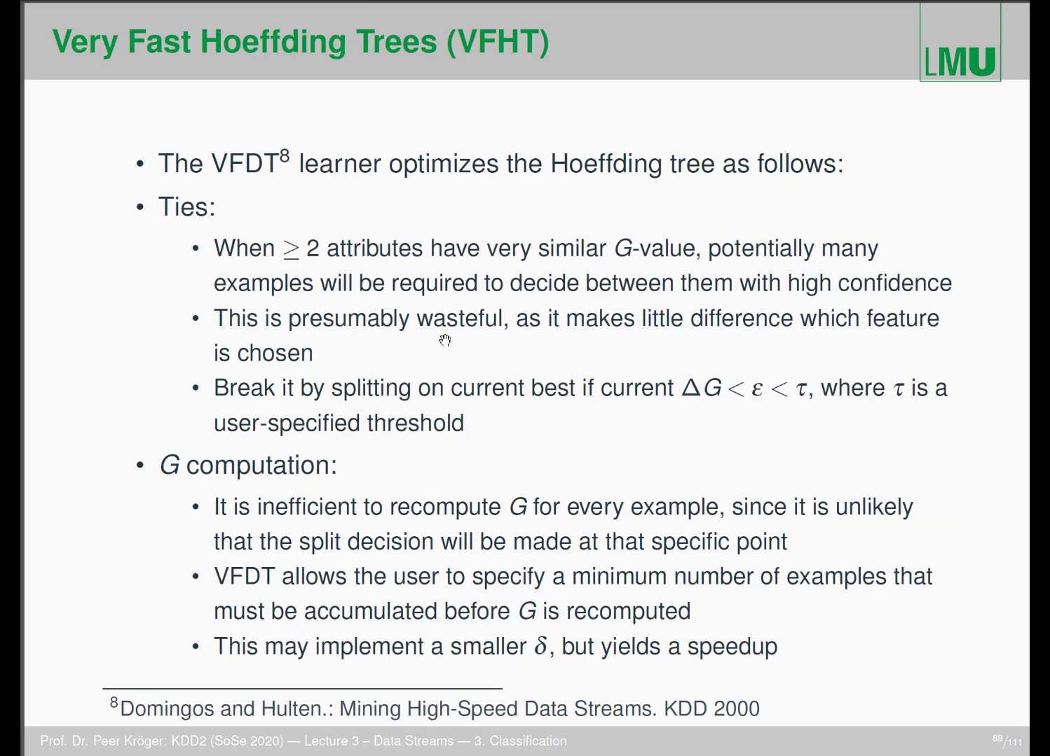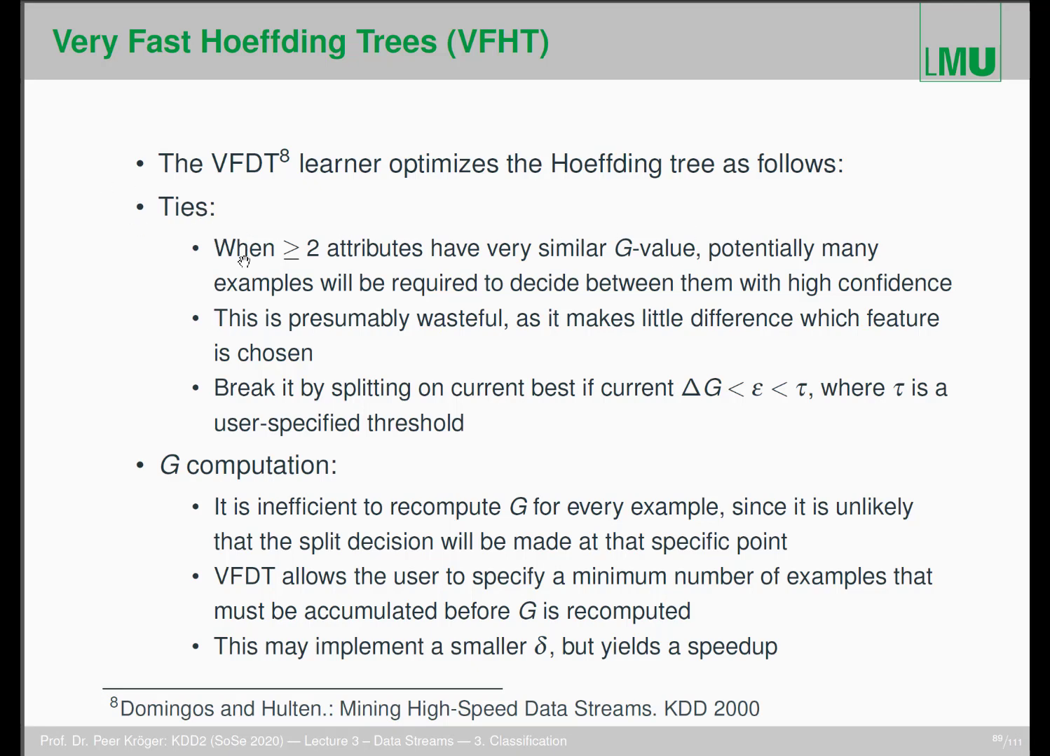Yeah, so now how can we use this Hoeffding bound? Well, the Hoeffding bound tells us how many instances we should look at, and that's it actually. So the first proposal to use it is the so-called Very Fast Hoeffding Tree. It optimizes the Hoeffding tree as follows.